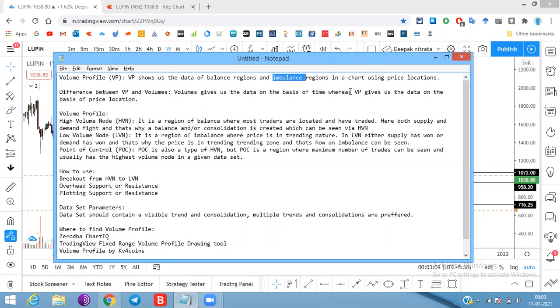I know I usually first explain the theory of a concept, then continue on to show you some charts. But actually, volume profile is not so theory friendly a subject, so I'll explain the concepts with charts also. Volume profile shows us the data of balanced regions and imbalanced regions in a chart using price locations. So what are balanced and imbalanced regions? Let me first show you that.